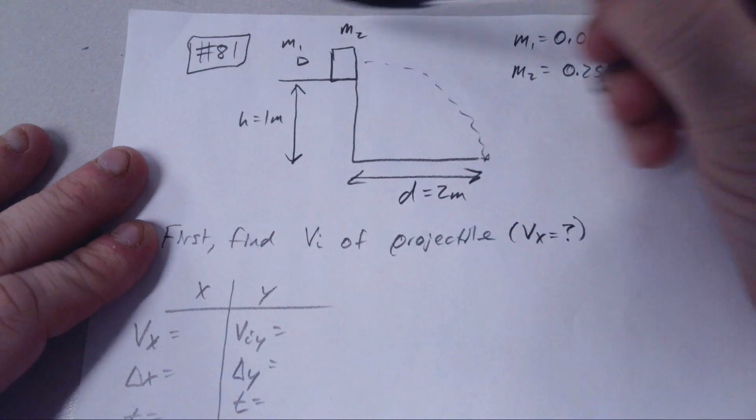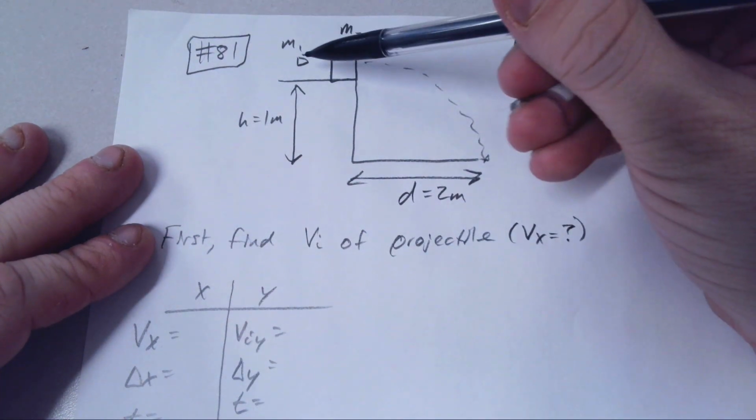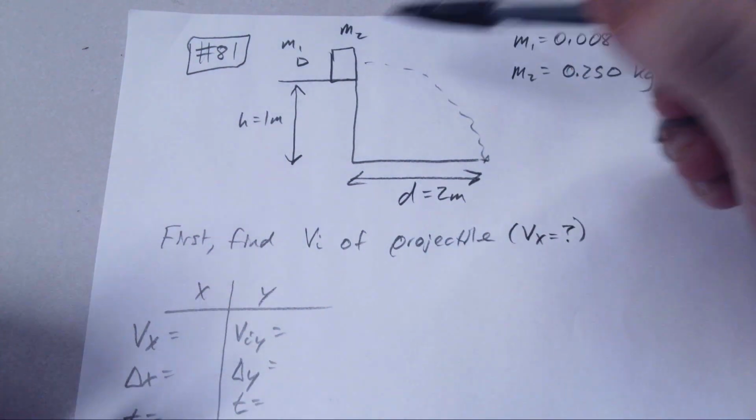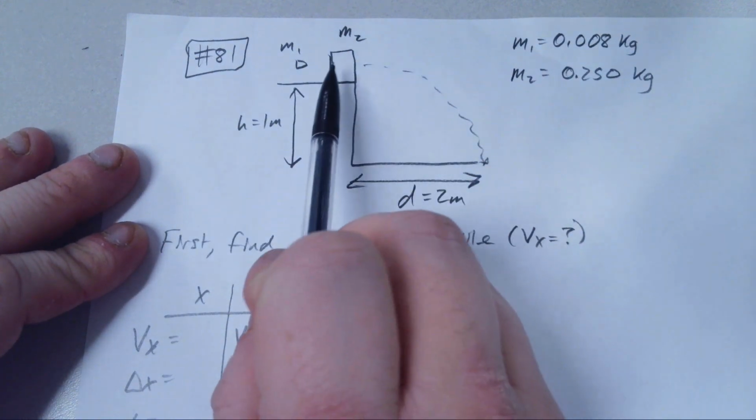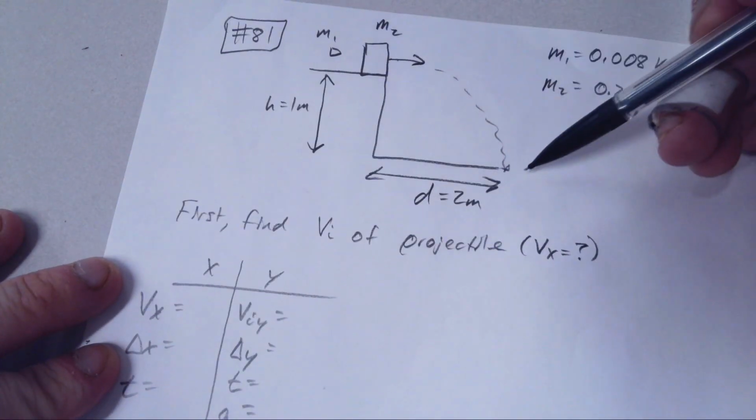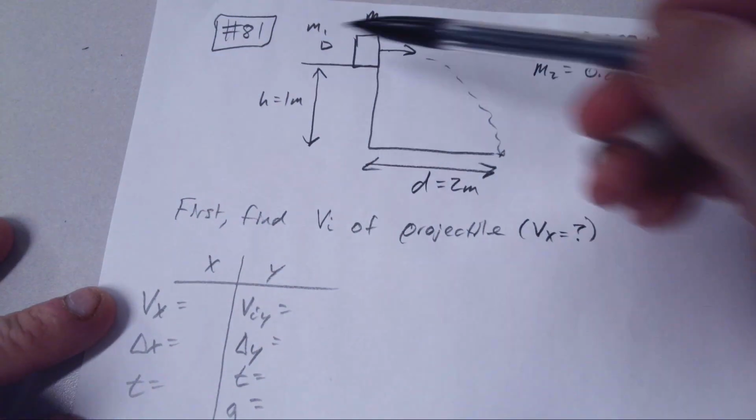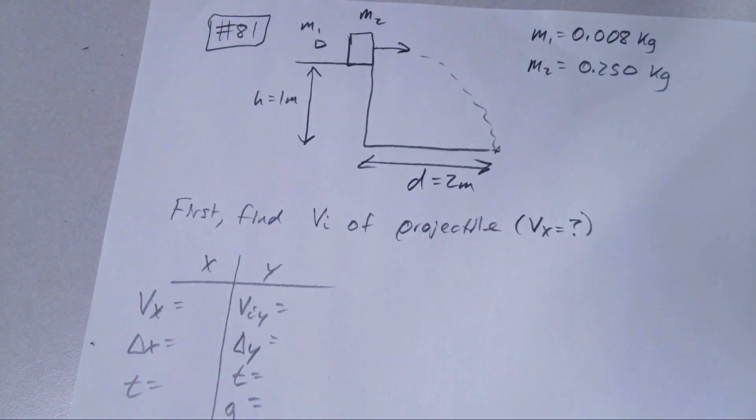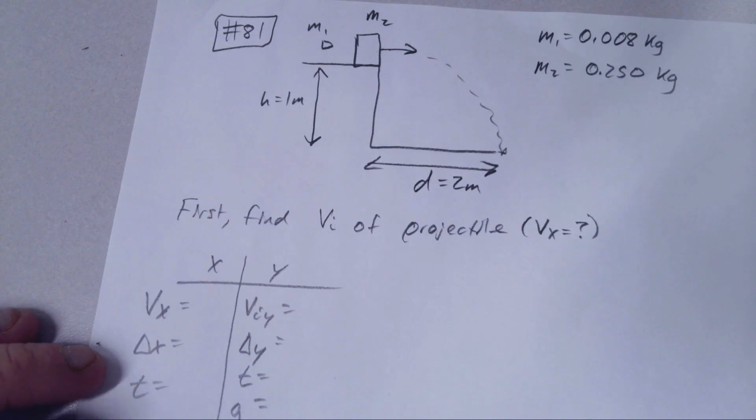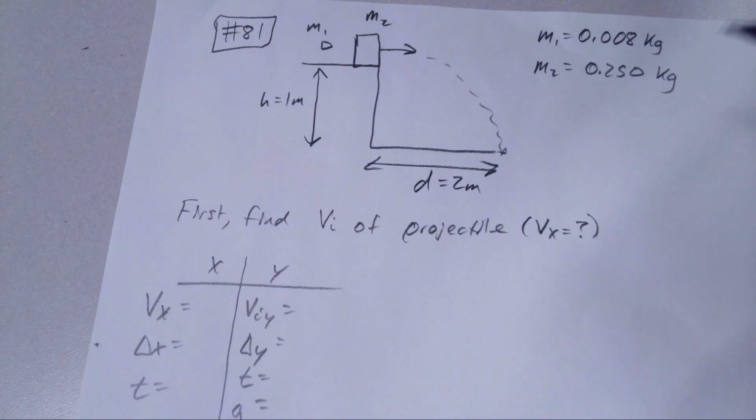So this is the setup here. We have another bullet in a block. The bullet is fired into the block and sticks into the block. The combined masses go horizontally off of this, so this is a horizontal launch problem, landing 2 meters away from where it took off. They tell us that the height here is 1 meter. So what we're trying to figure out, let me just double check here, I think we're trying to figure out how fast the bullet is traveling.